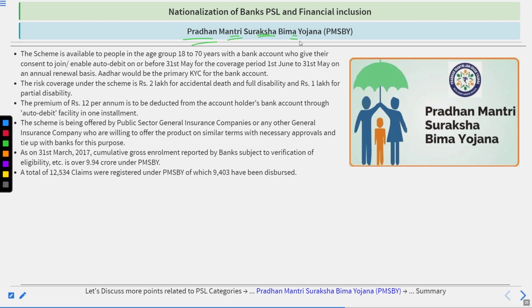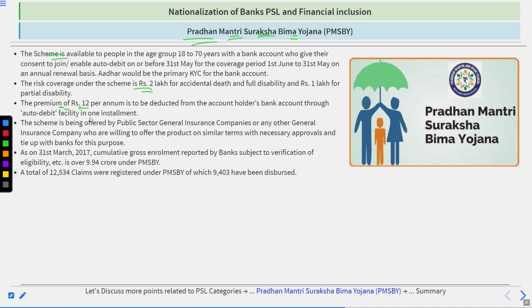Pradhan Mantri Suraksha Bima Yojana is available to the people in the age group of 18 to 70 years with a bank account who give their consent to join and enable auto debit on or before 31st May for the coverage period 1st June to 31st May on an annual renewal basis. Aadhaar would be the primary KYC for the bank account. Risk coverage under the scheme is 2 lakh for accidental death and full disability and rupees 1 lakh for partial disability.